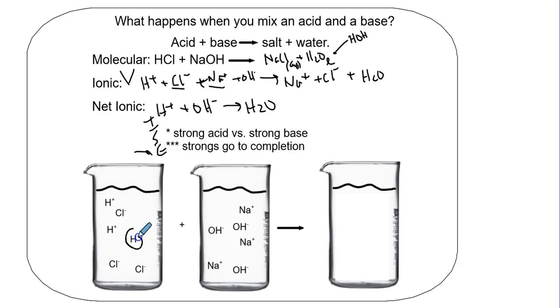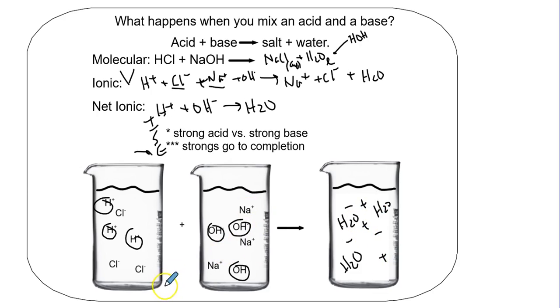I got 1 H plus and 1 hydroxide forms water. And then 1 hydroxide and 1 H plus forms water. 1 hydroxide and 1 H plus forms water. And it looks like these two guys are in what we call equivalence, meaning the same quantity of each. And then, of course, the spectator chlorides, I'm just going to call them negatives over here. And the spectator sodiums, I'm just going to call positives.